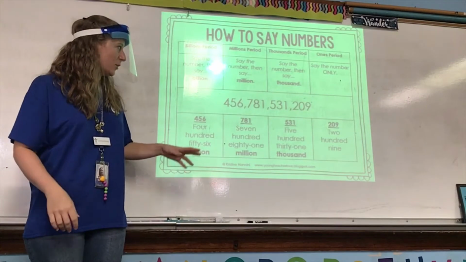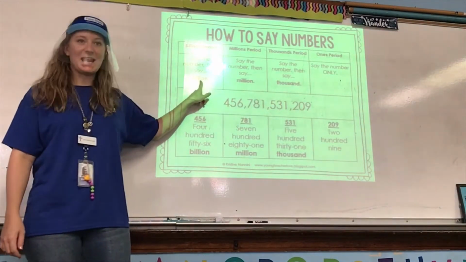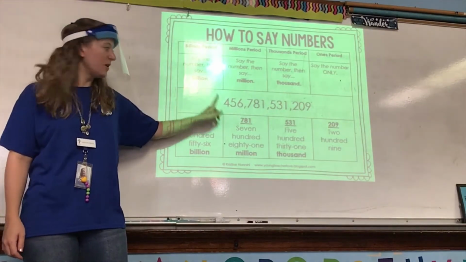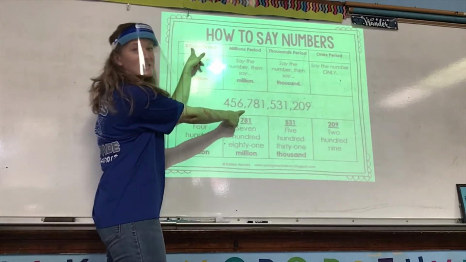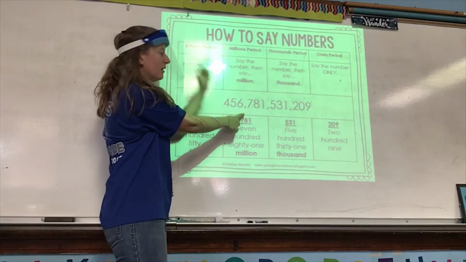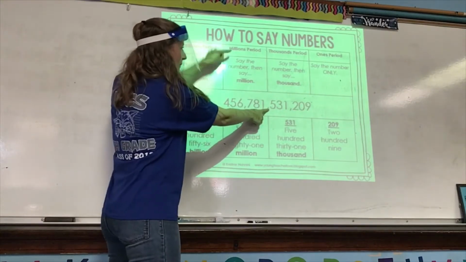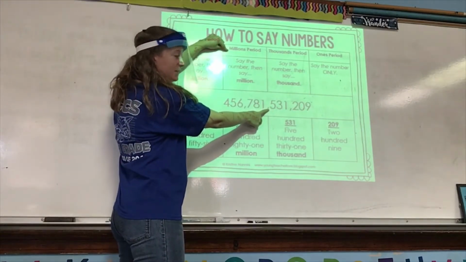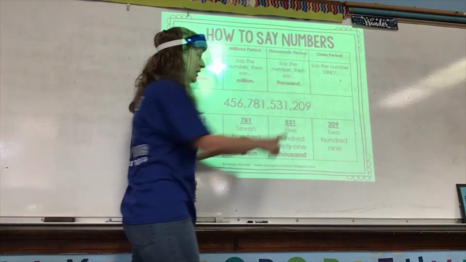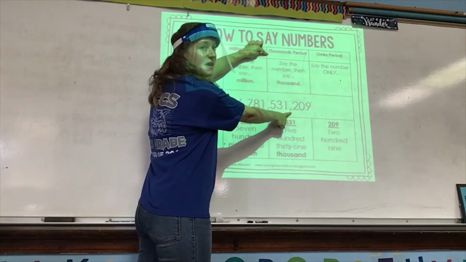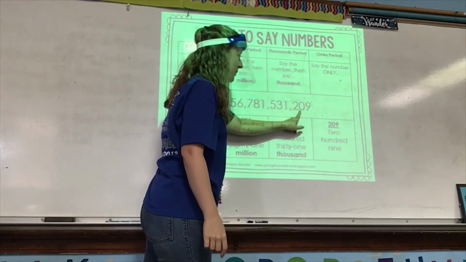So then what we do is we say the number between commas, and then we say the name of the period that it's in. So first, we have 456. We have a comma, so we say billion. Then we go to the next set of numbers, 781. We're at a comma, so we say that period, million. Then we go to the next set of numbers, 531. We have a comma, so we say the name of the period, thousands. And then we have our last set of numbers, 209.